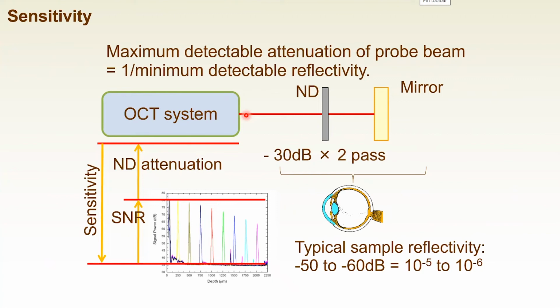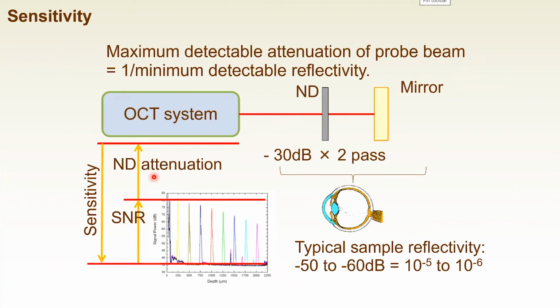Okay, here is the OCT system, and the probe beam is here, and I put the mirror. And the mirror is now assumed to reflect 100% of the light. But in reality, it's not, so we need to calibrate it in some way. We then put a neutral density filter of, for example, minus 30 dB in a single pass. And since it's a double pass, the attenuation becomes double, minus 60 dB. And actually, this minus 60 dB is a typical reflectivity of a biological sample. It's minus 50 to minus 60 dB, or in linear scale, 10 to the power of -5 to 10 to the power of -6.